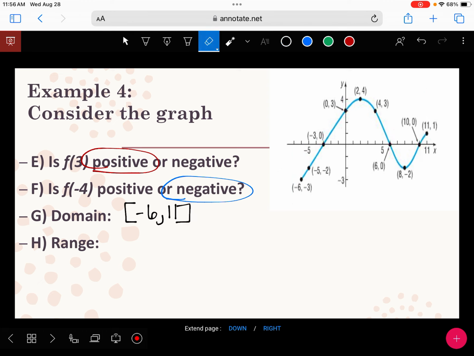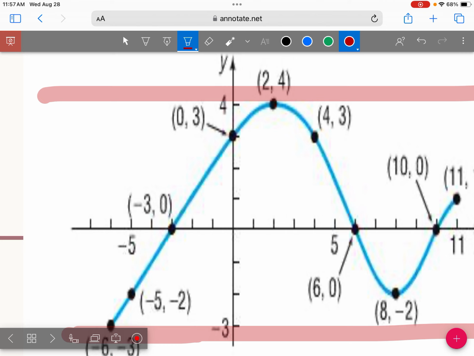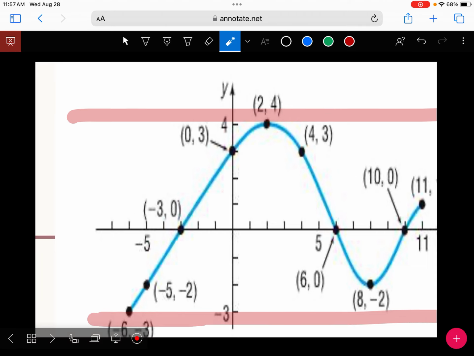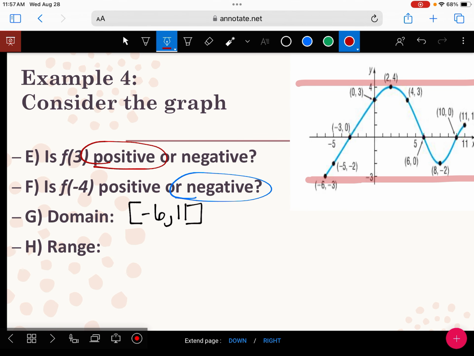But for your range, I'm going to draw my lines vertically. So I'm going to the very bottom of the graph to the very top of the graph. So when I zoom in here, my lowest y value is -3. So my range is going to start at -3, and it's going to go all the way up here to +4. So my range is -3 to 4. Any questions about those four? Pretty easy, right? Should be an easy question in the homework.